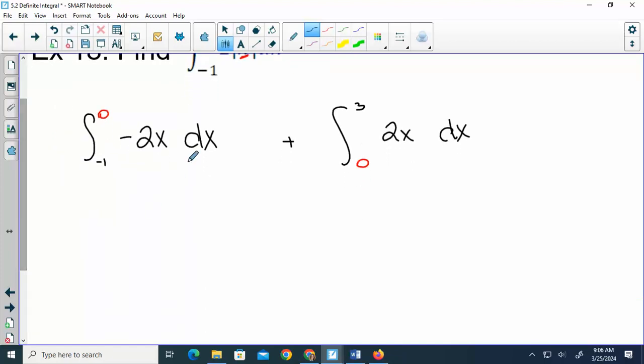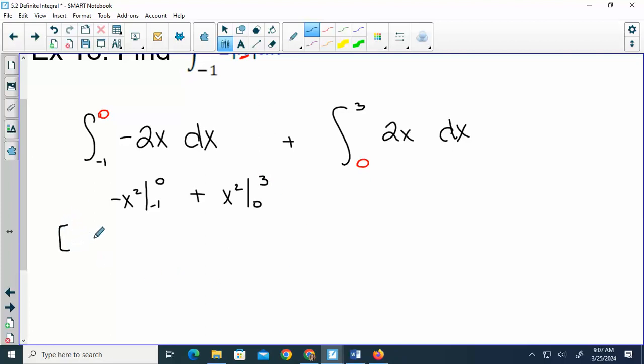So now we can integrate. What's the antiderivative of -2x? That's -x squared. I'm going to move that one from -1 to 0. What is the antiderivative of +2x? x squared. I'm going to move that from 0 to 3.